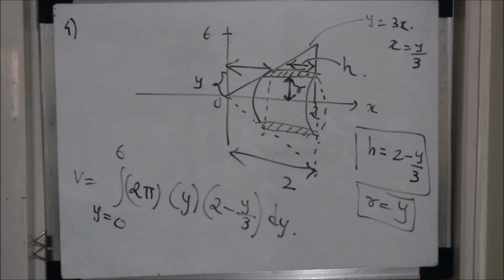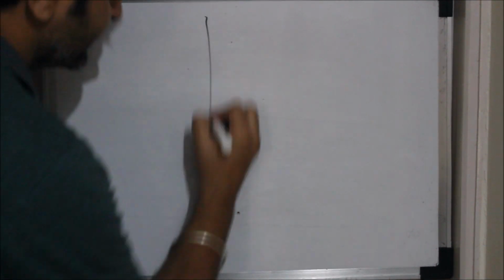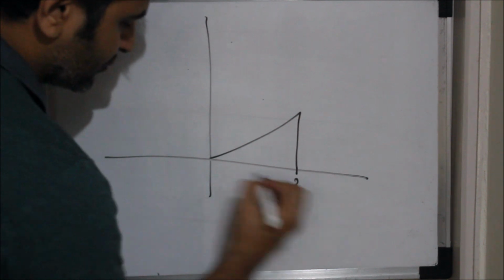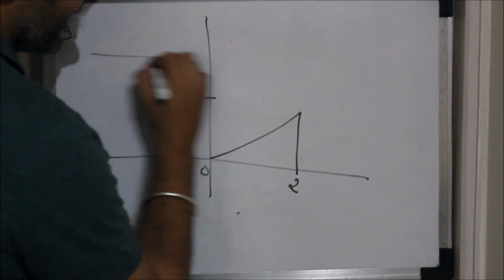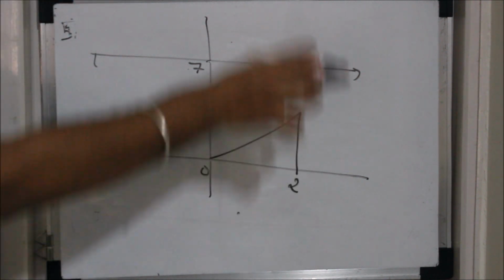Okay, let's go for the remaining two cases, and for the remaining two cases you will observe my height will remain the same. The only thing that changes is the radius. Let's go for the fifth example now. What was the fifth example? It says you revolve along the y equal to 7 line. So this was 2, 0, this is 6, and this is y equal to 7.